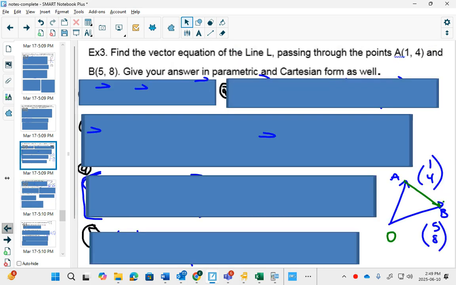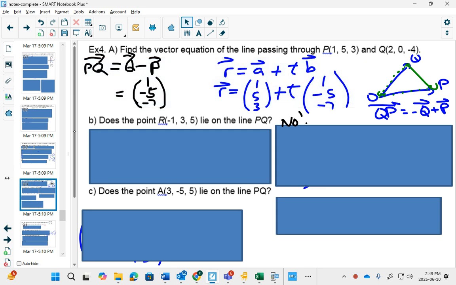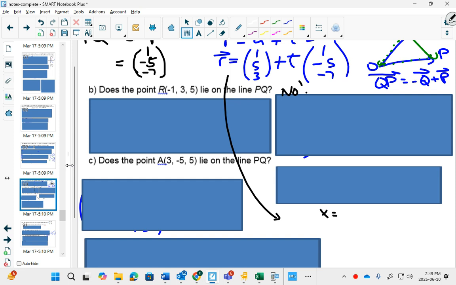Go back for a second, yes, to this one. This one that we just did, would it make sense that the parametric of this would have 3 different equations? You'd have x would be 1 plus t, y would be 5 minus 5t, and z would equal 3 minus 7t. These would be in 3 dimensions, the parametric equations in 3 dimensions.